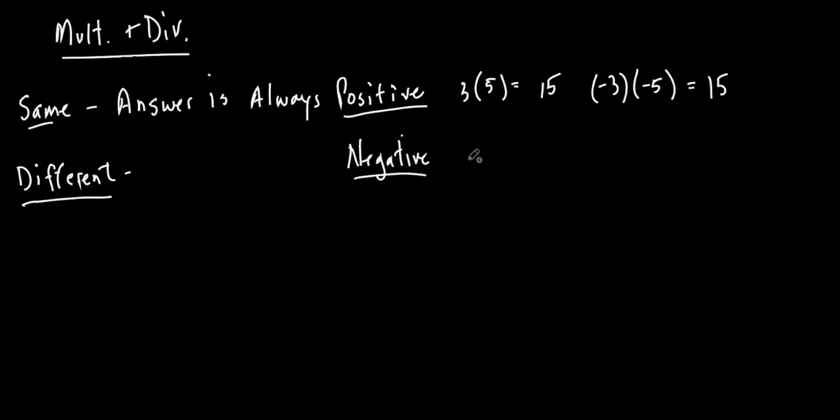So let's use these same numbers again. Let's go negative 3 times positive 5. So you got different signs, right? Multiply them together, you get 15. If you got different signs, your answer is always what? Negative. So negative 3 times positive 5 is negative 15. And then what if we did this? 3 times negative 5. Does it matter which one's bigger, which one's smaller for multiplication? Doesn't make any difference. You still get negative 15.